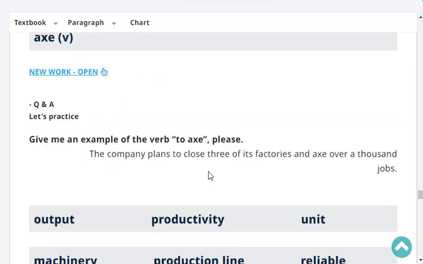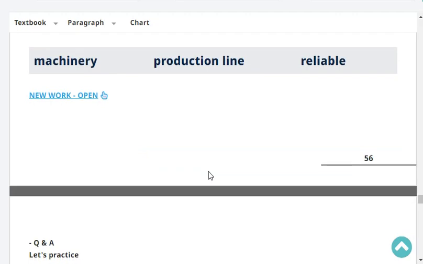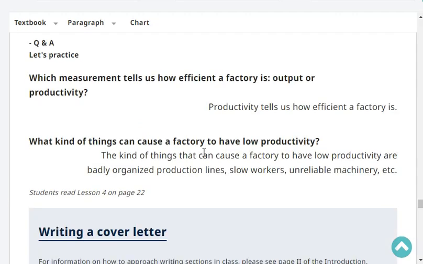Give me an example of the verb to act, please. The company plans to close three of its factories and axe over a thousand jobs. Very good.